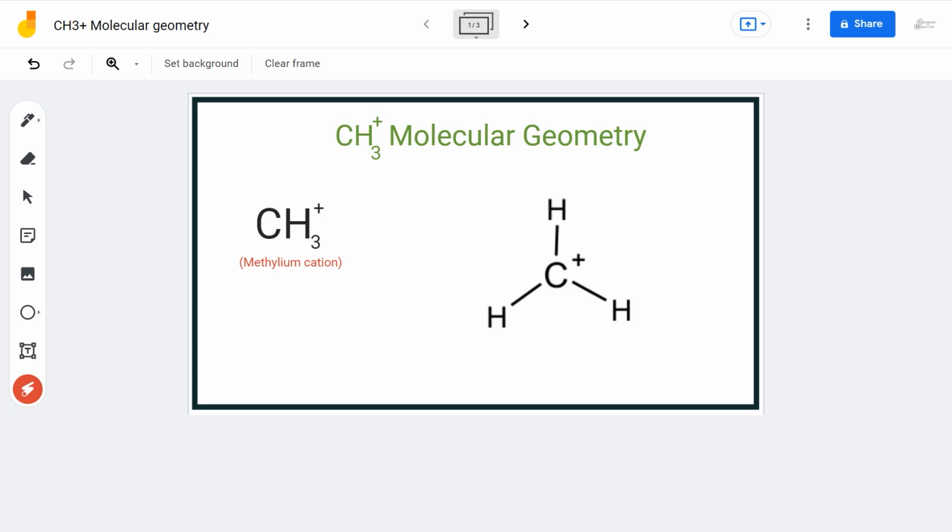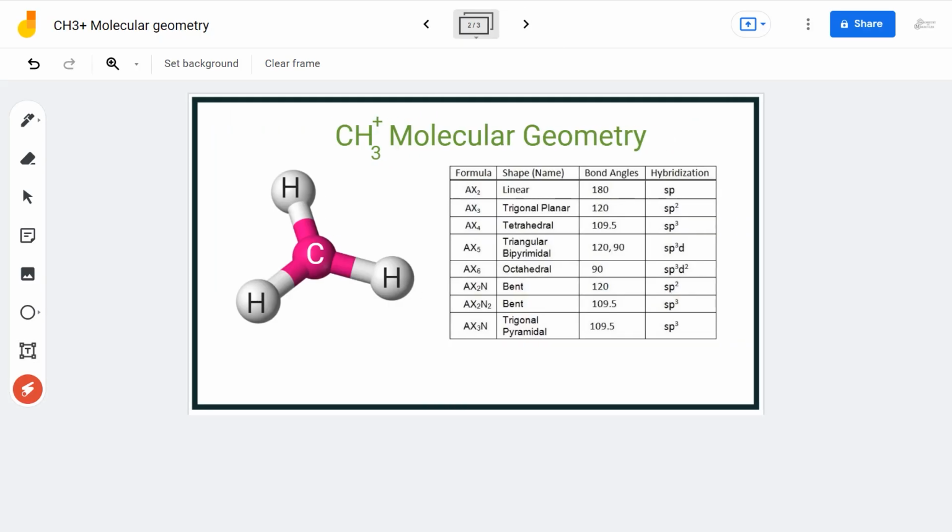Here, carbon is the central atom, which is forming 3 single bonds with 3 hydrogen atoms and has no lone pair of electrons on it. If we look at its structure in 3D, we can see that the structure of methylium ion is trigonal planar, and it is confirmed by referring to this table.